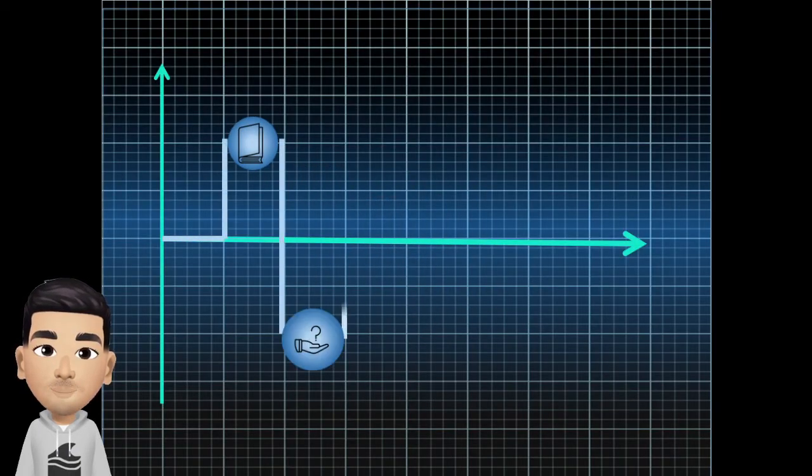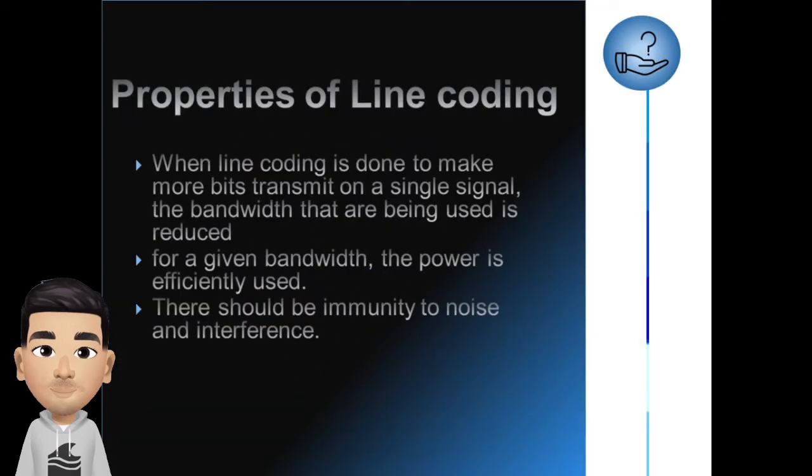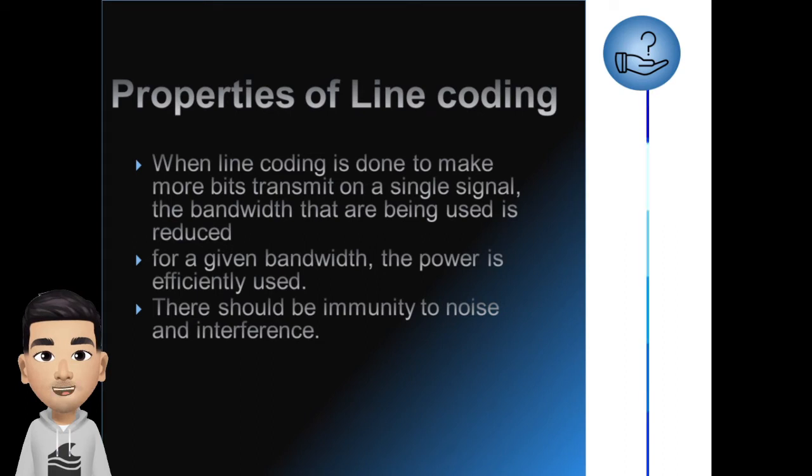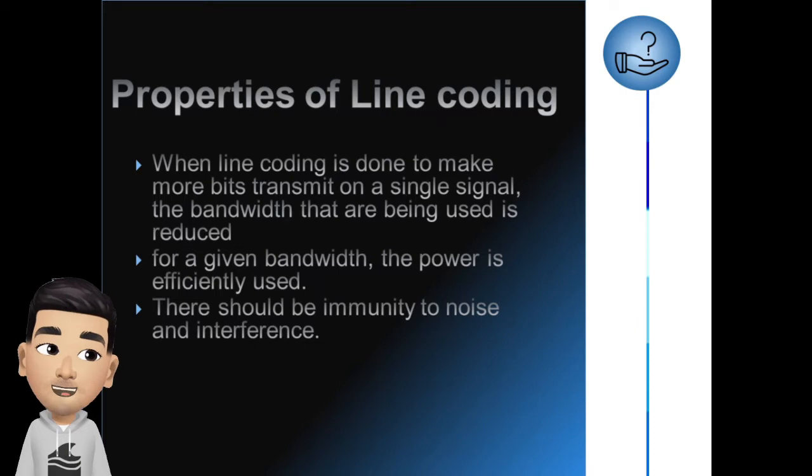Step number 2. Properties of line coding. When line coding is done to make more bits transmit on a single signal, the bandwidth being used is reduced. For a given bandwidth, the power is efficiently used.